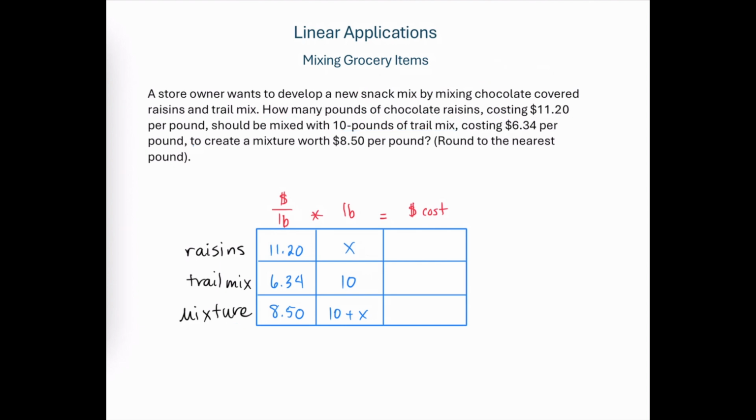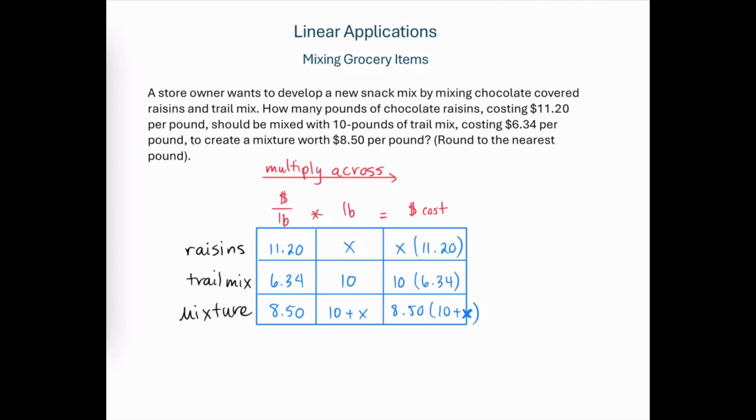As far as the strategy is concerned, what we want to look out for are two completely populated columns. Once I have these first two columns populated, we can use those two columns to multiply across and generate the third column. So if we have x pounds of raisins that cost $11.20 per pound, then the total cost of the raisins is going to be x times $11.20. If we have 10 pounds of trail mix and each pound costs $6.34, then we're going to have 10 times $6.34 as the overall cost of the trail mix. And in the third row, if we multiply the price per pound by the number of pounds, then we're going to get the overall cost of the mixture.